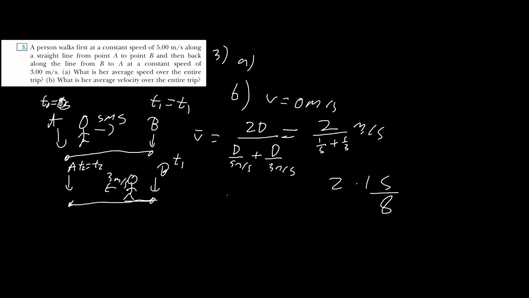So that's 30 over 8, or 15 over 4, which is 3 and 3/4, or 3.75 meters per second. Anyway, however you guys want to do the math, or just put it in the calculator, who really cares? But so that's her average speed.